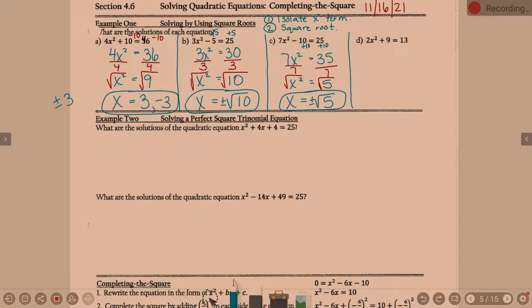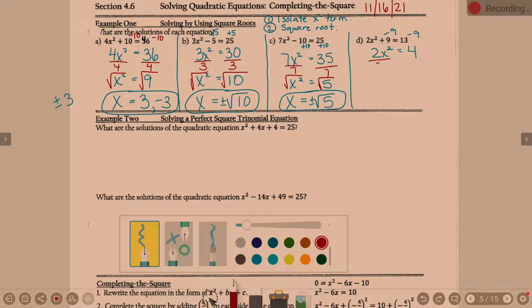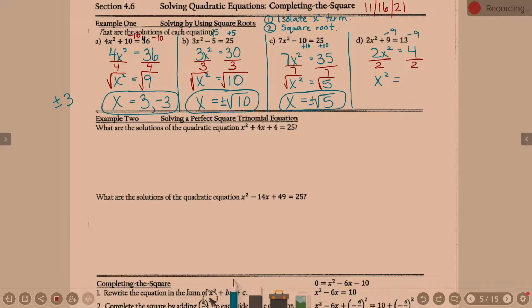Okay, one more. You're pros at this, right? If it's 2x squared plus 9 equals 13, I am subtracting 9. 2x squared equals 4. 2 times x squared, so we're going to divide by 2. 2x squared divided by 2 is 2, and 4 divided by 2 is 2. Tough math there, right?